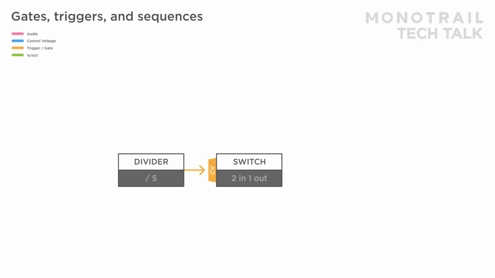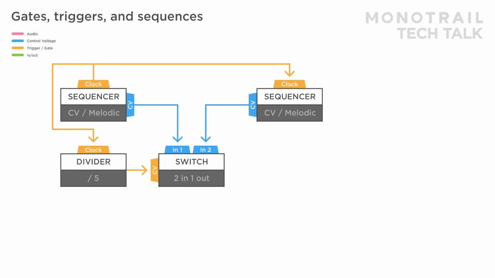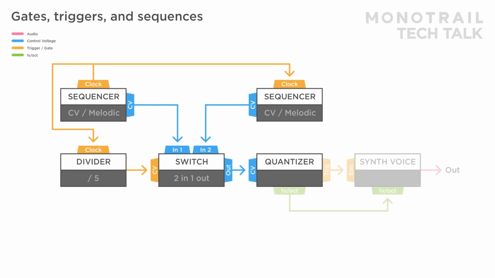Here's the same concept, but this time a clock divider is switching between two melodic sequences. Depending on the quality of your switch, there might be some voltage loss. But in this setup, the output of the switch is sent through a quantizer, and the quantizer is used to drive a simple synth voice.